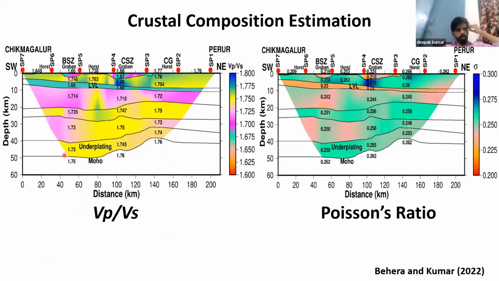So we see higher values in this area when compared to this one. And see, if VP by VS and Poisson ratio are low, that means that particular area is felsic in nature. And if I have higher values of VP by VS and Poisson ratio, that means it's a mafic dominated area. Except for this place on the upper crust, we see higher values for this as compared to this.